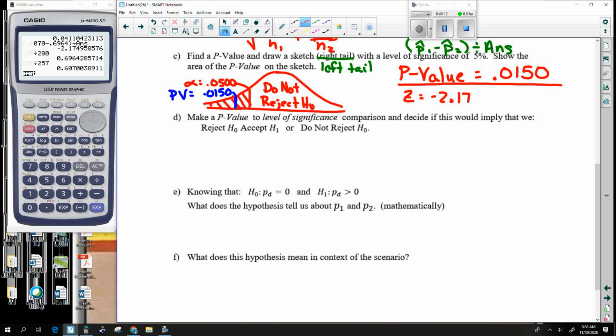So make a p-value to level of significance comparison and decide whether you would imply that we reject H naught and accept H1, or do not reject H naught. Okay, so here we go. So the p-value is less than my alpha, so thus we reject H naught and accept H1.